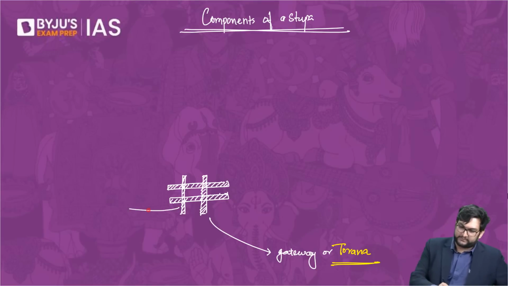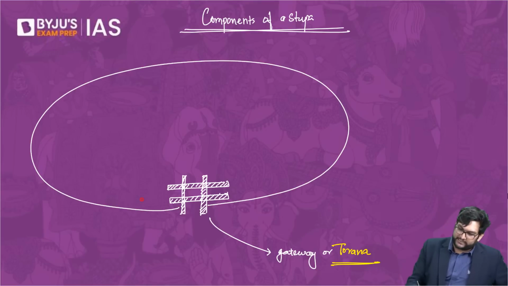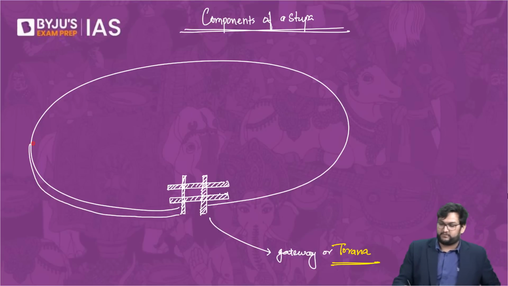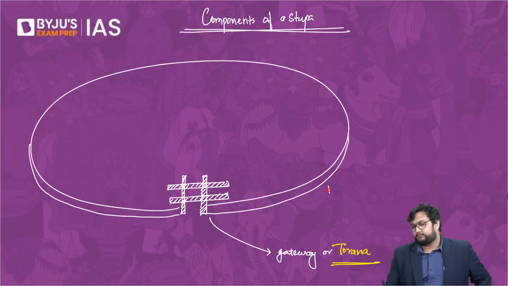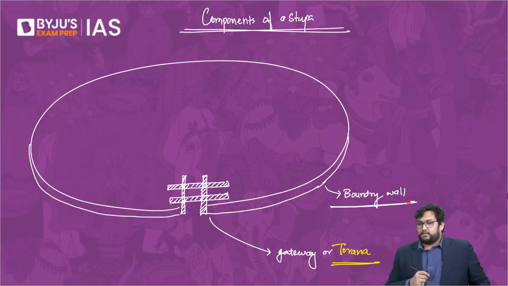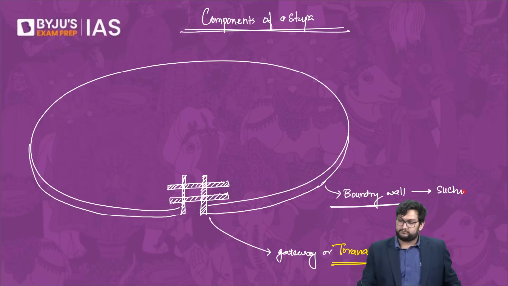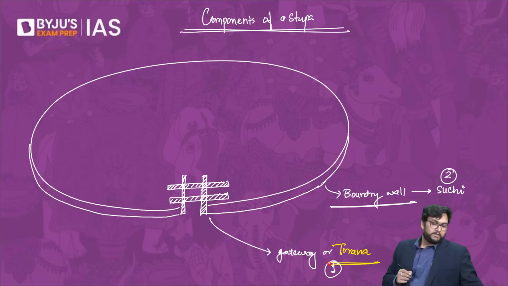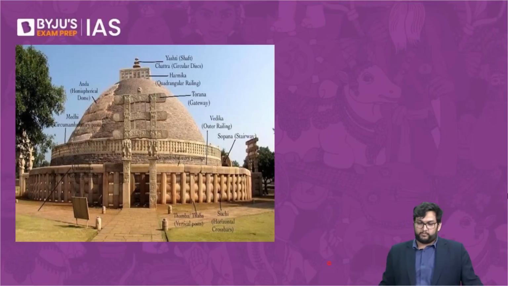Thereafter, you have what is mostly called a boundary wall. If it survives, it survives. If it doesn't survive, it does not survive. This has different names in different contexts, but is called suchi. To show it to you properly, you see here. This is a toran. This is the suchi, which is the boundary wall itself.